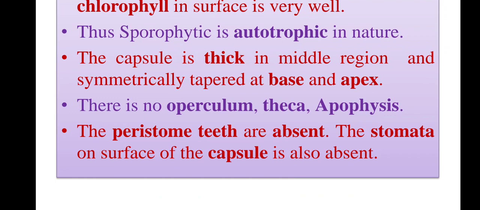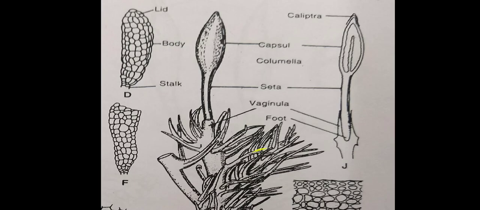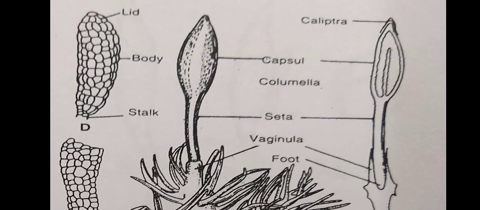In other sporophytic plant bodies there is presence of stomata on the surface of the capsule. In this case, the stomata on the capsule surface are absent. Is that clear? Next, this is a diagrammatic view of the sporophytic plant body. The apex part is tapering, the basal part is tapering, and the middle part is thick. Thick means जाड, as you can see here.